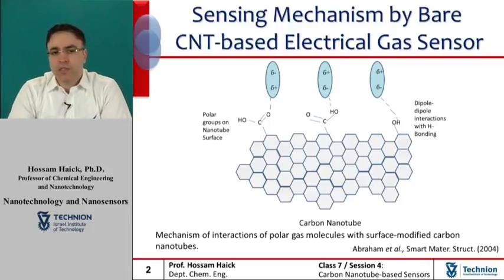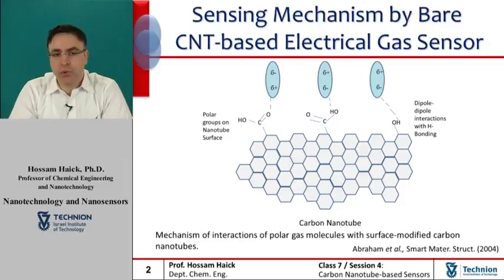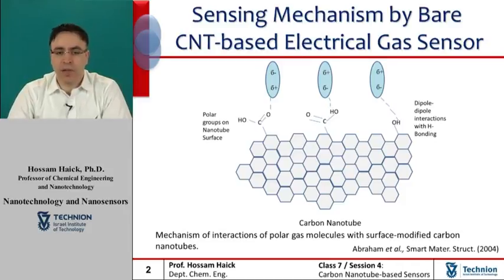Carbon nanotube-based electrical sensors for gas applications are based on similar transduction mechanisms to those in the liquid phase, such as those we have described in the previous session. Here is a representative example for the sensing mechanism of a bare carbon nanotube-based electrical sensor.